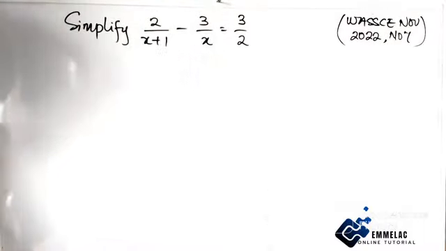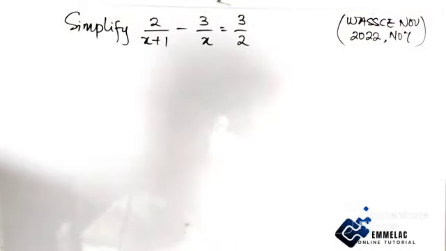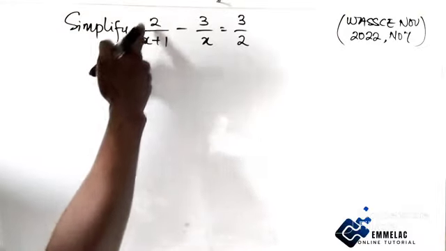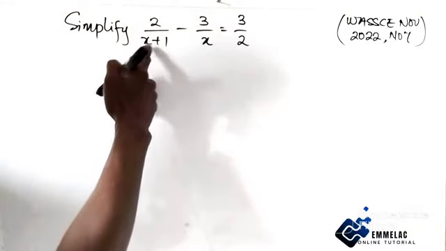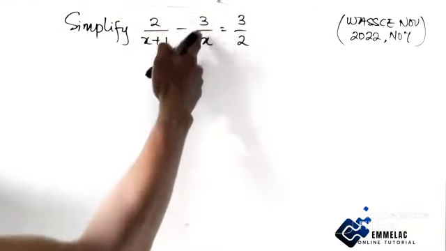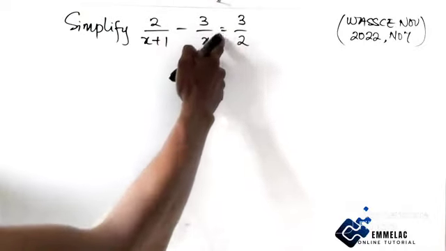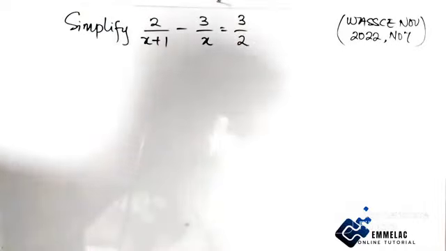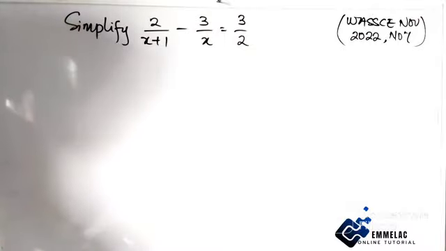This is part of the WAEC November 2022 mathematics question number 7, and we are asked to simplify 2 divided by x plus 1 minus 3 divided by x equals 3 over 2. Alright, now how do we simplify this?